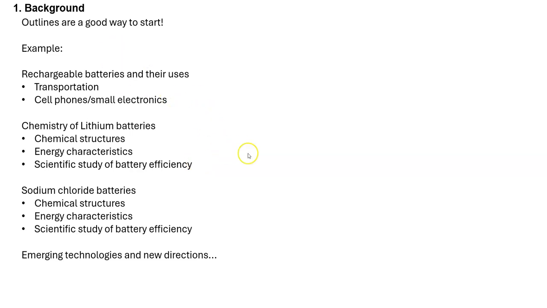So here's an example and something you might want to start with, and especially for your first draft, make sure that you start with a good outline. It's a good way to start and a good way to see where your roadmap is going to go for your proposal. So an example, maybe I want to look at rechargeable batteries and their uses. We have tons of batteries. People are putting solar panels up. This is the big picture idea.